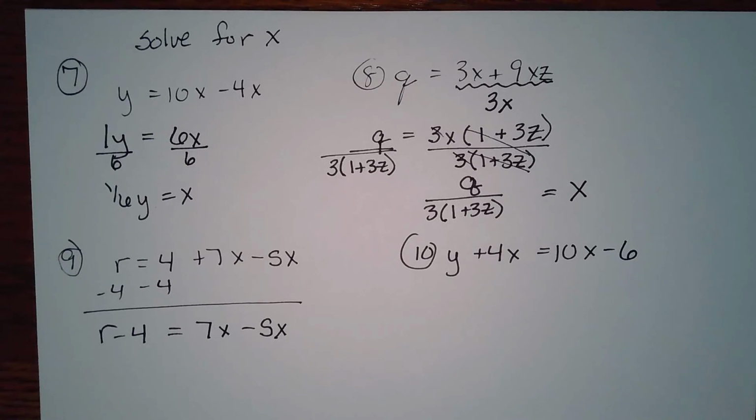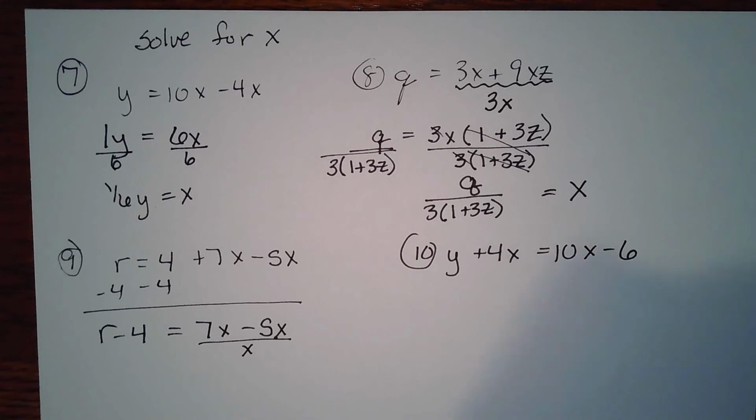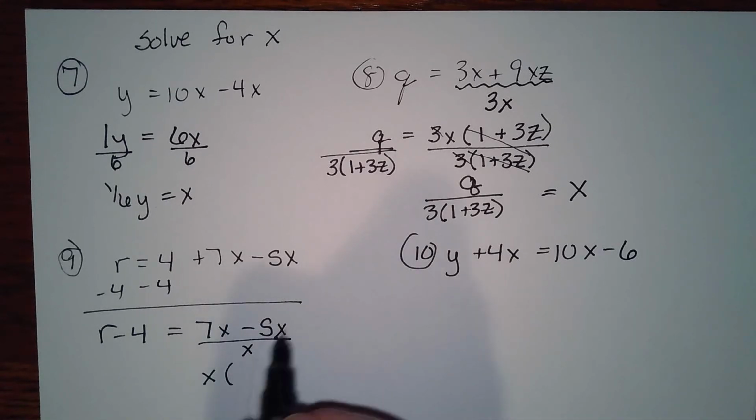Now, just like we did with number 8, we're going to look at it and say, what does the 7x and the sx have in common? And by now, you're probably going, well, they have an x in common, which is correct. So if I pull out an x, that means I'm going to divide it both by x's. So they cancel. I get 7 minus s.